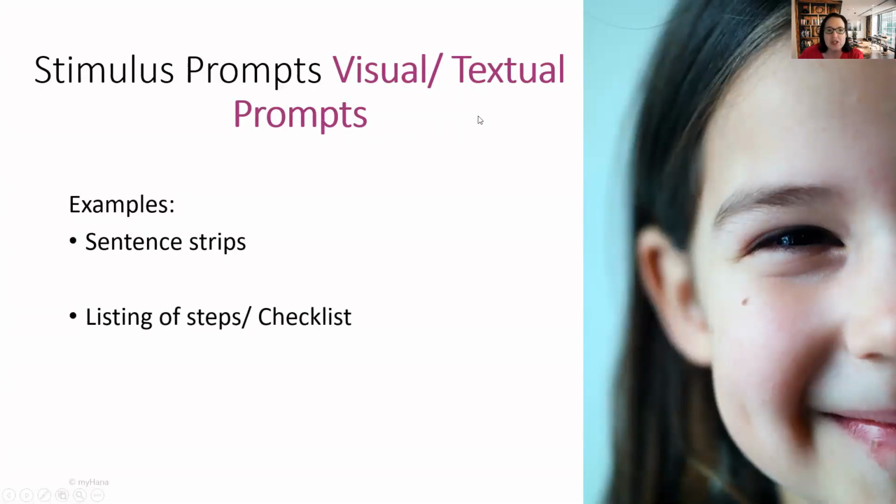Stimulus prompts can also be visual and textual prompts: sentence strips or listing of steps or checklists. You display a printed word, phrase, photograph, or a picture icon that indicates the correct response. Or you list the steps and what to do, for example, to get dressed, or what it is they need to do to complete a task. At first, you could list an entire sentence of the task to be performed and eventually maybe just get to a key word. You may also want to fade checklists by combining steps and then eventually letting go of the list entirely.